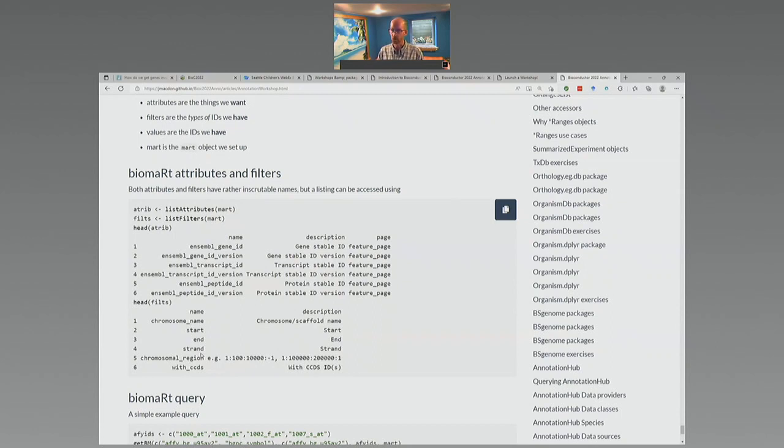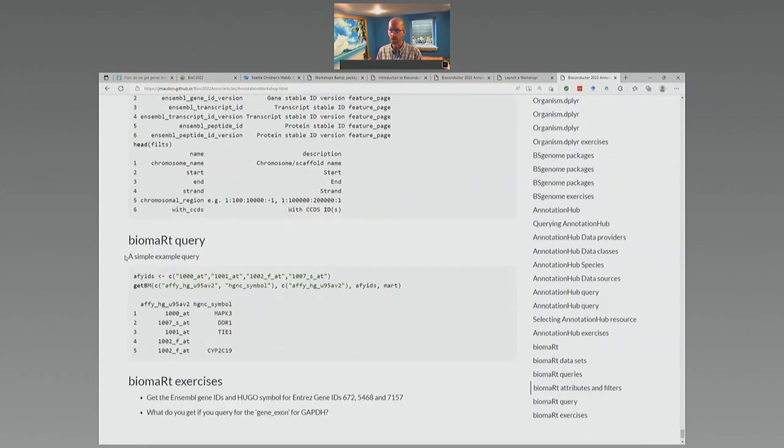So if we just wanted to do a really simple example query, here are just four probe IDs that I chose. And we're going to say we want to get the HGNC symbol, which is basically the gene symbol. And we're going to tell biomaRt that these are HG-U95Av2 probe IDs, and probe IDs are the things that we're going to give it. And then we already set up the mart.